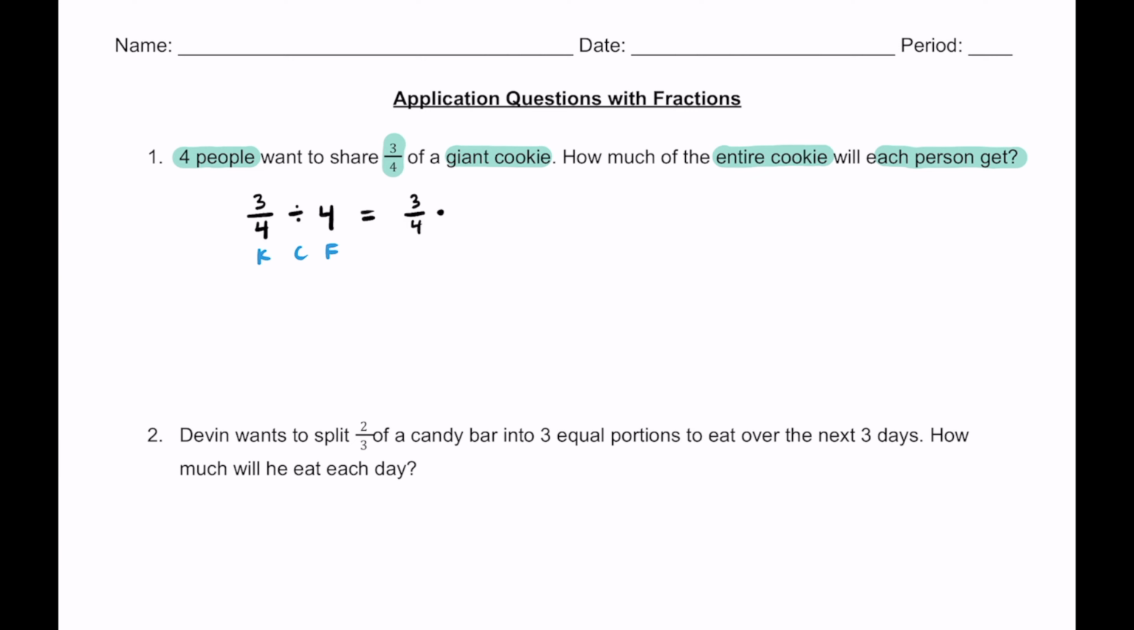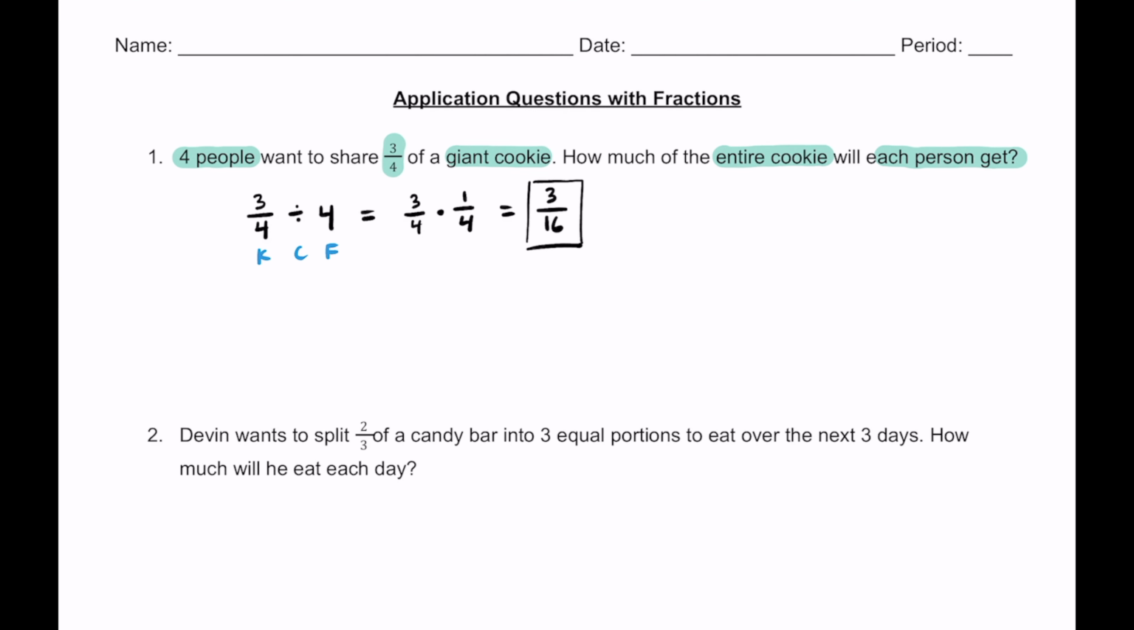So what is 4? Well, 4 is going to be 4 over 1. So when I flip it, it's going to be 1 over 4. Okay. On top, 3 times 1 is going to be 3. On bottom, 4 times 4 is 16. So originally there was 3/4 of a giant cookie, but when they split it 4 ways, everybody gets 3/16 of a cookie.